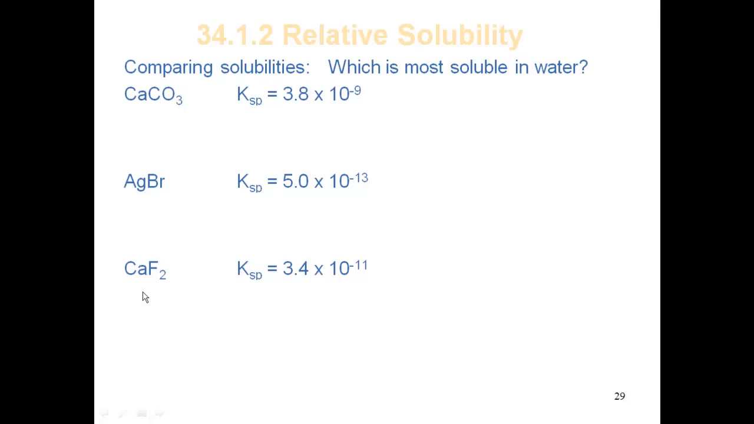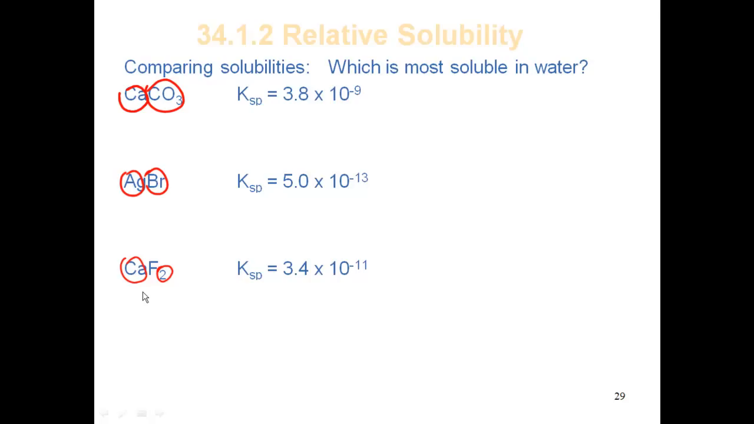Well, you look at calcium carbonate, there are 2 ions there. If you look at silver bromide, there are 2 ions. If I look at calcium fluoride, there's calcium, and then there are 2 fluoride ions, so they're basically 3 ions. That's accounted for when you calculate your molar solubility. So if I'm comparing apples and apples, I can just look at KSP.